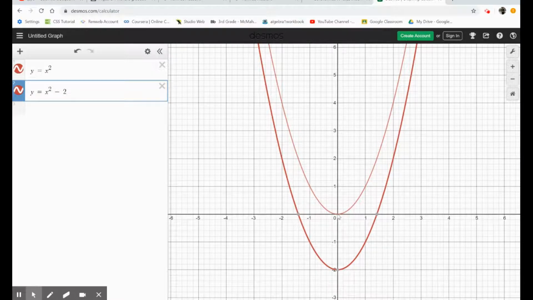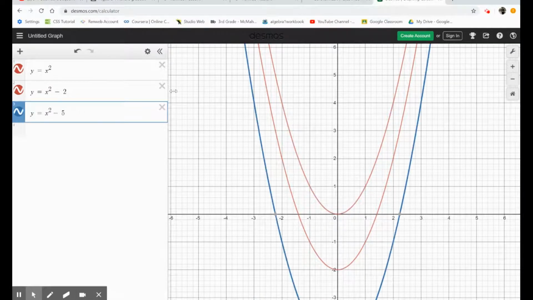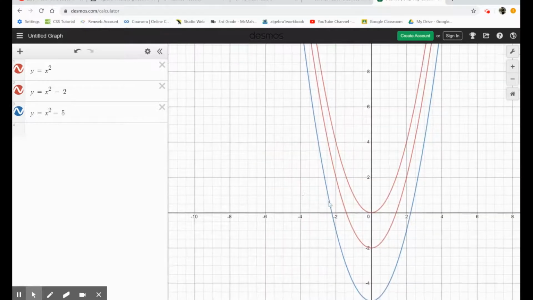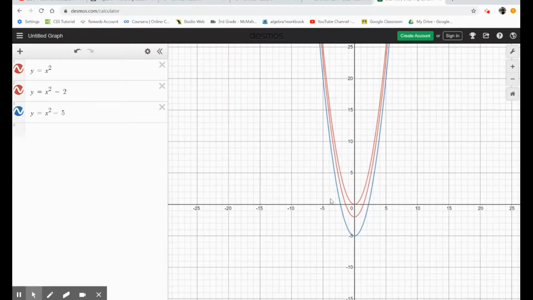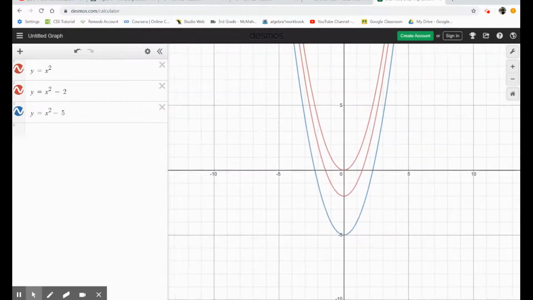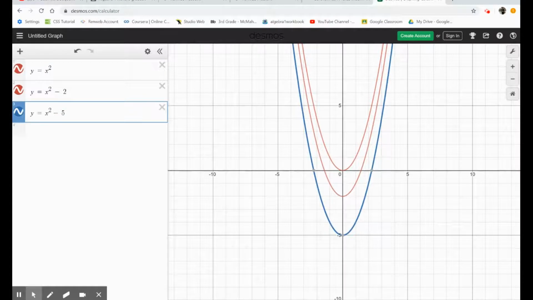The vertex before was 0, 0. Now it's 0, -2. Let's try another one. y equals x squared minus 5. I have to zoom out here. Now the vertex, instead of being at 0, 0, is now at 0, -5.